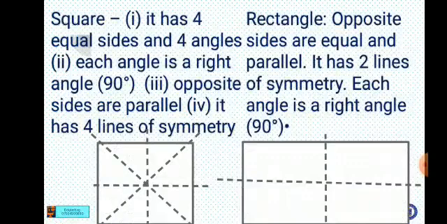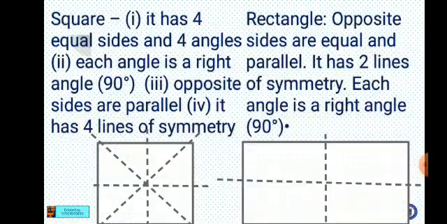Lines of symmetry are the lines that divide a shape into two equal parts. As you can see in this example of a square, the lines of symmetry divide the square into equal parts. So we say that a square has four lines of symmetry.